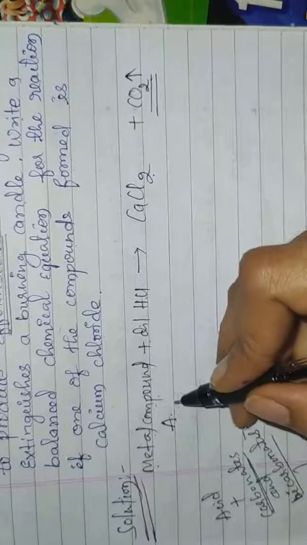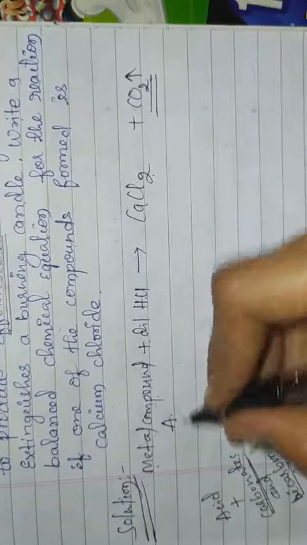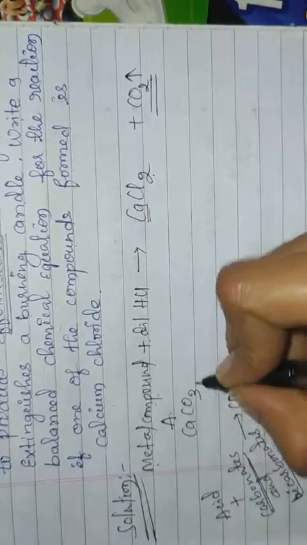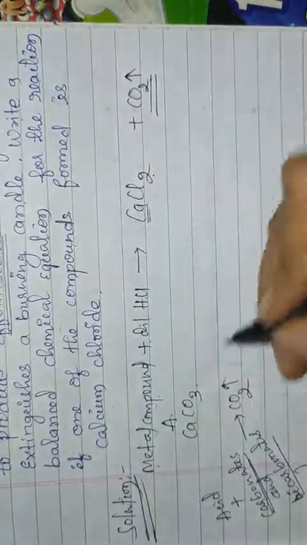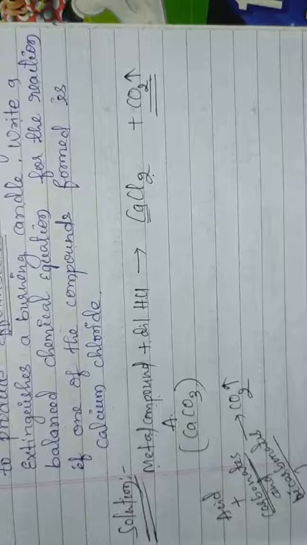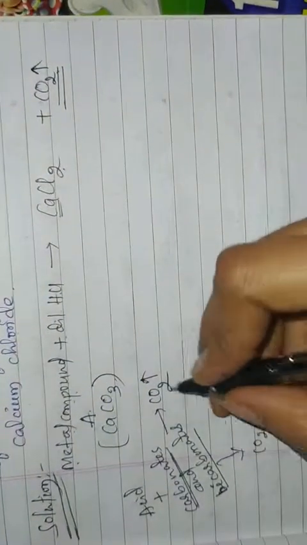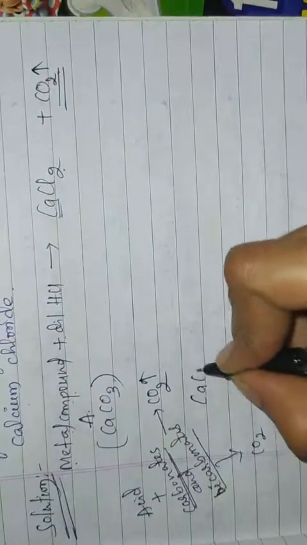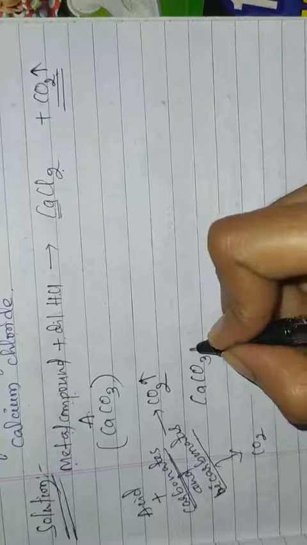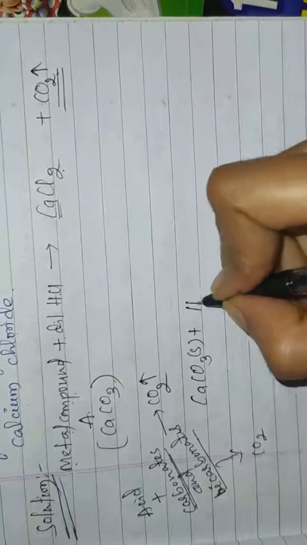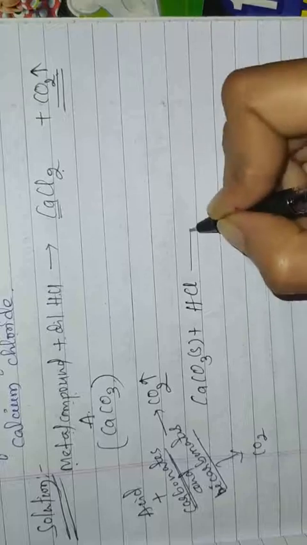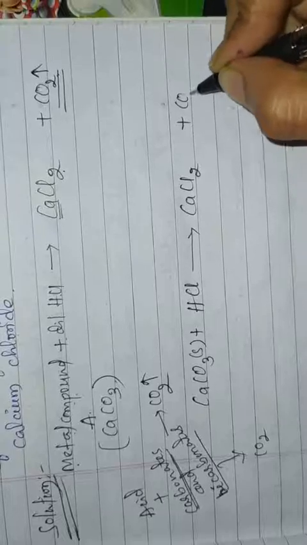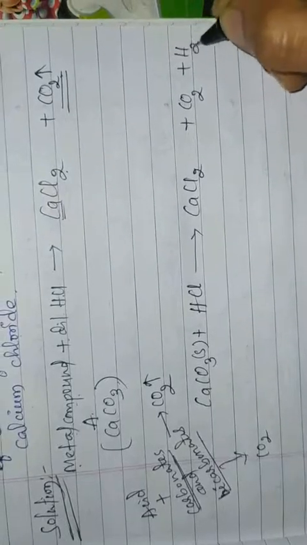Actually here, with calcium chloride, the metal compound A will be calcium carbonate. Now we will write the balanced chemical equation for this reaction. Calcium carbonate is a solid. When it reacts with dilute hydrochloric acid, it forms calcium chloride. Along with this it forms carbon dioxide, and water is also produced.